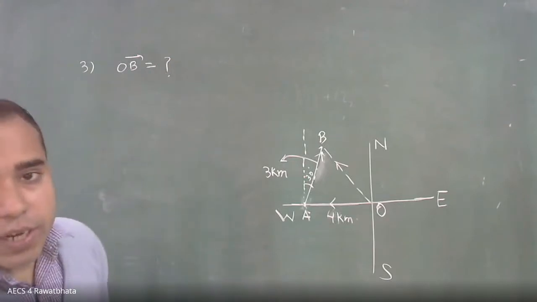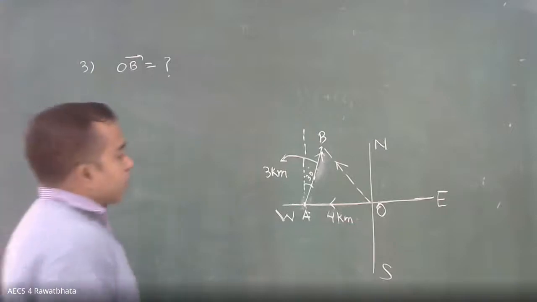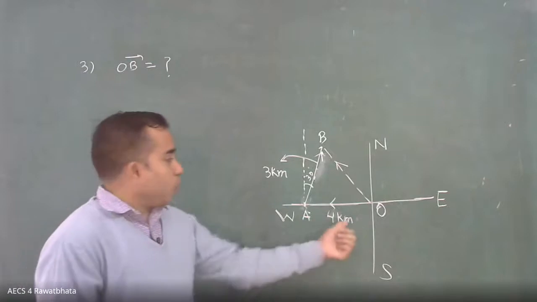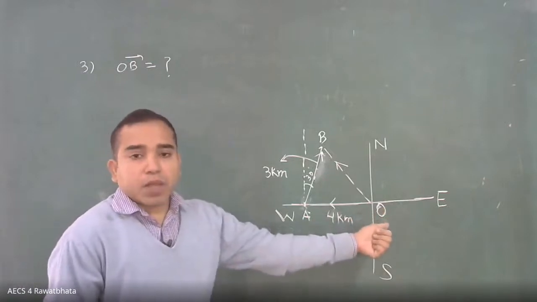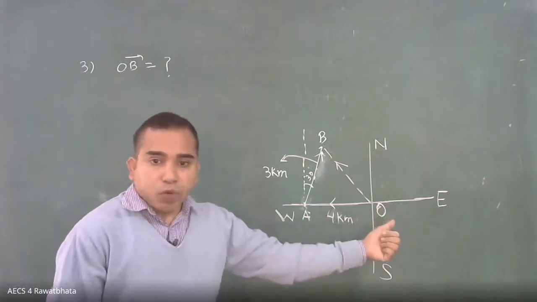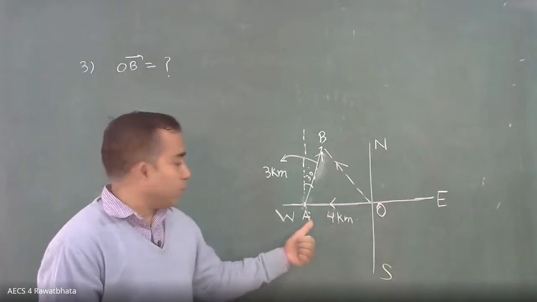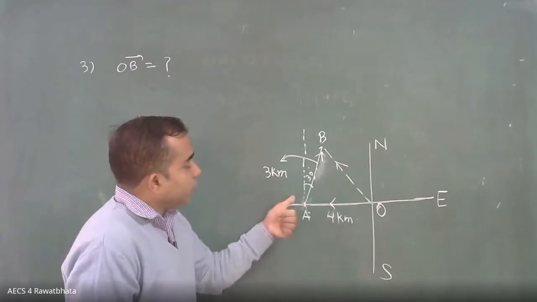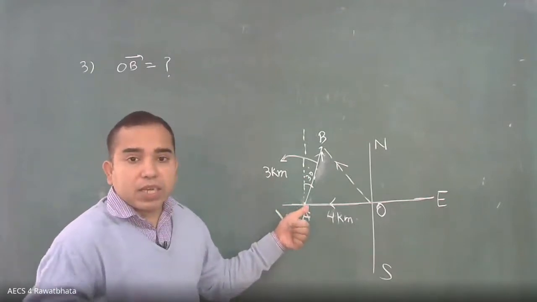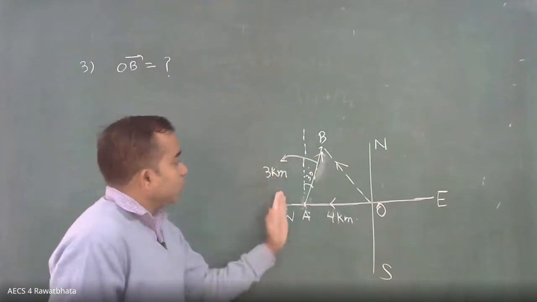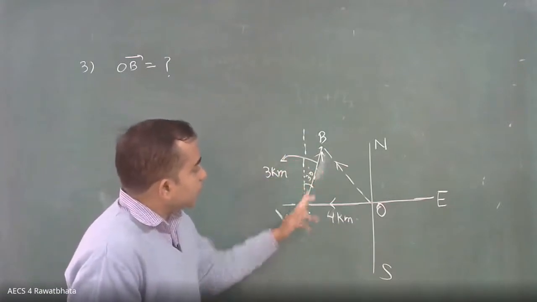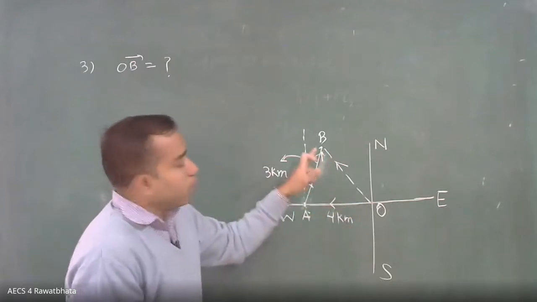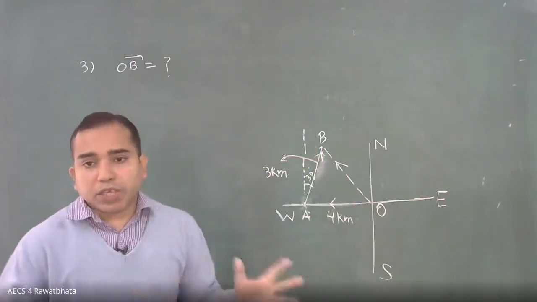Draw the diagram neat and clean. I can repeat. First I have written and marked the directions north, south, east, west. Then the origin I have taken, as given in the question, that 4 kilometers she walks in the west direction. This side I made. Then she walks 3 kilometers in the direction of 30 degrees east of north. So this is north, 30 degrees east from it on this side, and in this direction 3 kilometers. Then OB vector will be how much? Any suggestion, students?